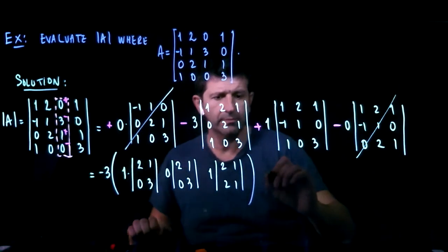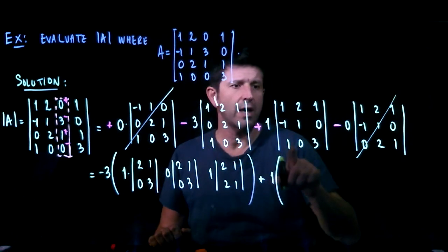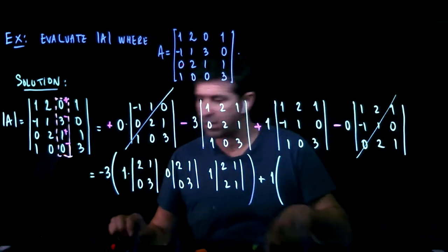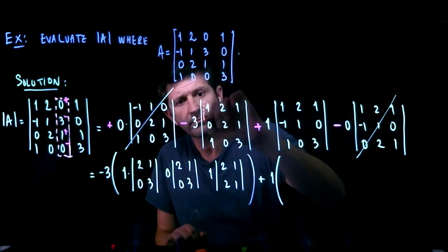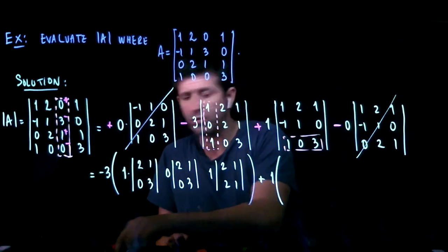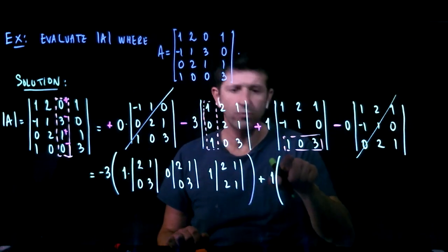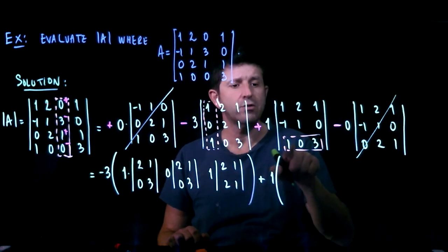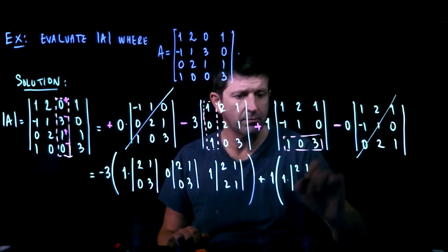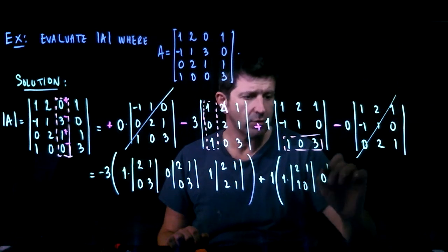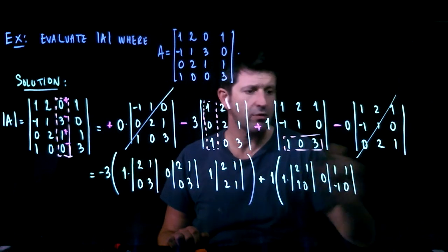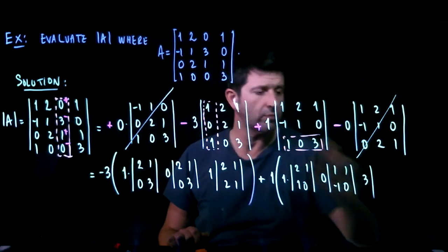And then for this one here, so plus 1 times, and I will decide which row or column I will take. I will take the third row for this one. Okay, so here I took column 1. Here I will take row 3. Okay, it doesn't matter, any row, any column, you're always going to get the same answer. So let's expand with respect to row 3. So I have 1 times determinant of 2, 1, 1, 0. Then 0 times determinant of 1, 1, minus 1, 0. And then 3 times determinant of 1, 2, minus 1, 1.